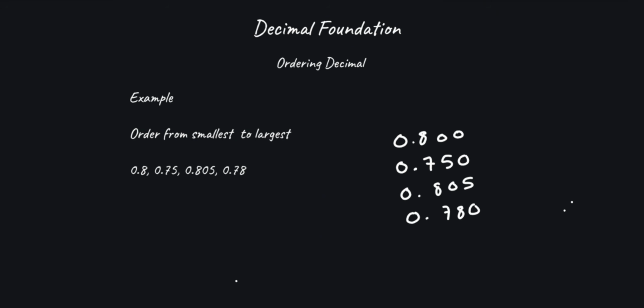So let's compare them. Which one's smallest? 8, 7, 8, 7. I think 7 is smaller. And then from the 7s, let's see, 8, 5. 5 is smaller. So 0.75. And then 0.78. And then we have 8. They both have 0. 0 is smaller than 5. So that would be 0.8, and finally 0.805 as the largest number. And that is your answer.